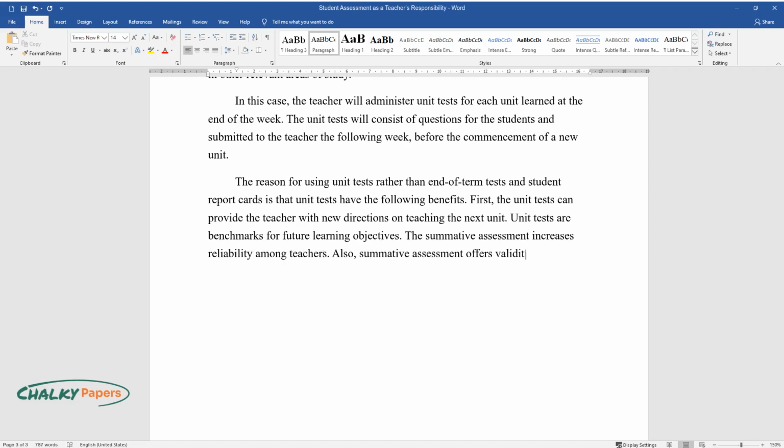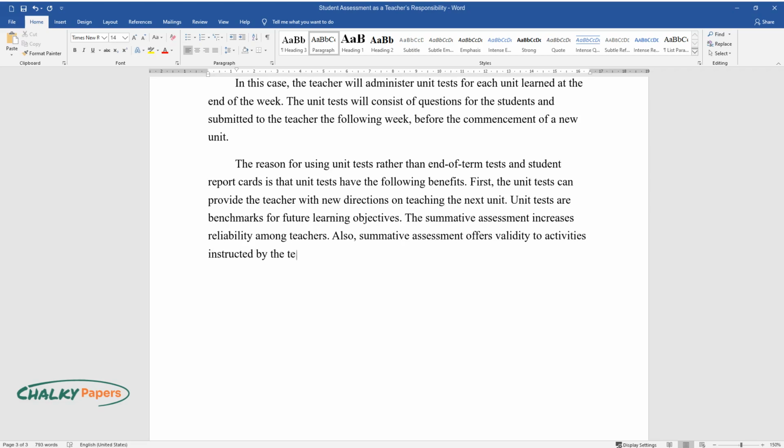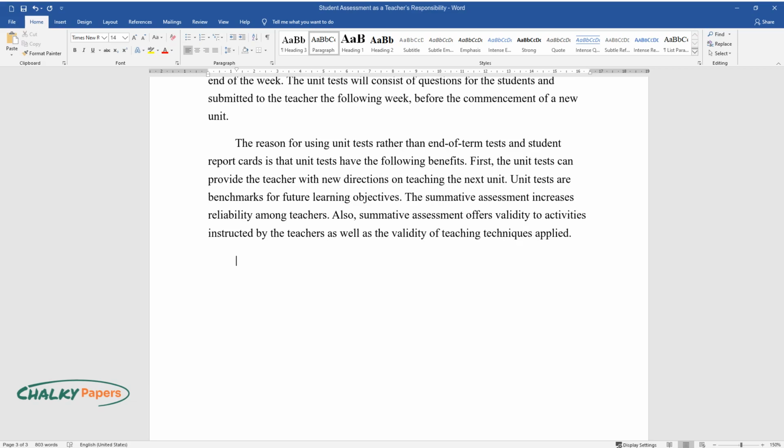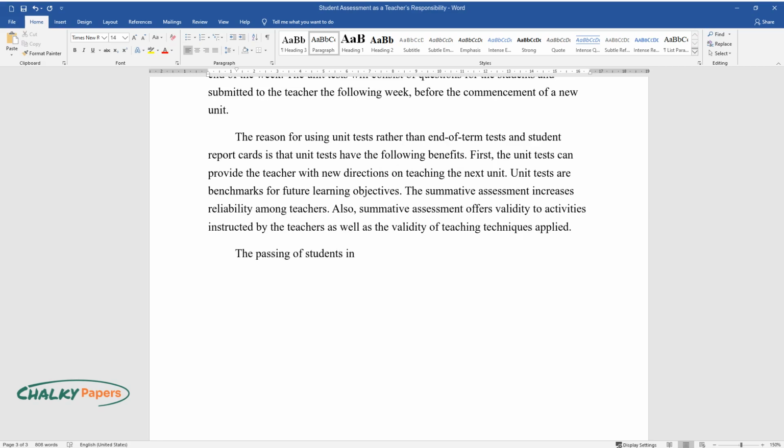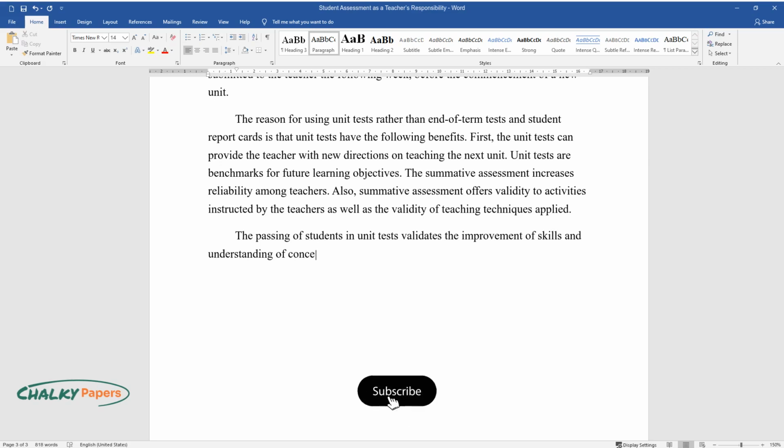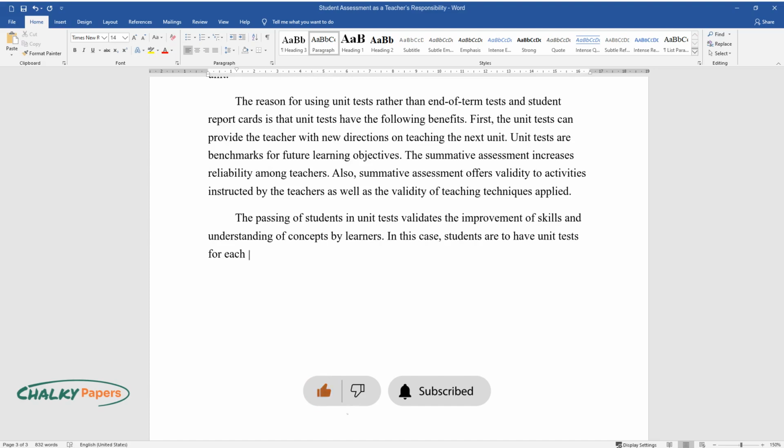Also, summative assessment offers validity to activities instructed by the teachers as well as the validity of teaching techniques applied. The passing of students in unit tests validates the improvement of skills and understanding of concepts by learners. In this case, students are to have unit tests for each subject at the end of each unit on a weekly basis.